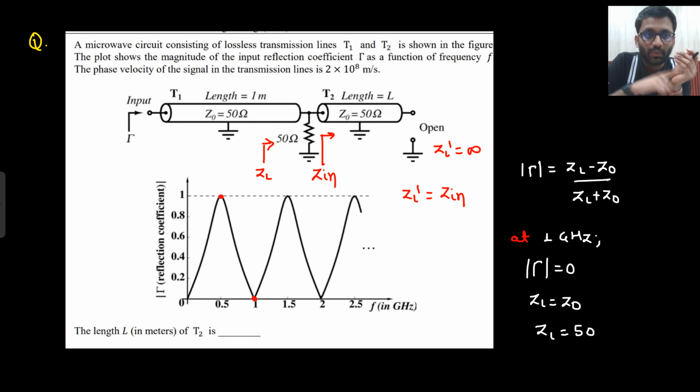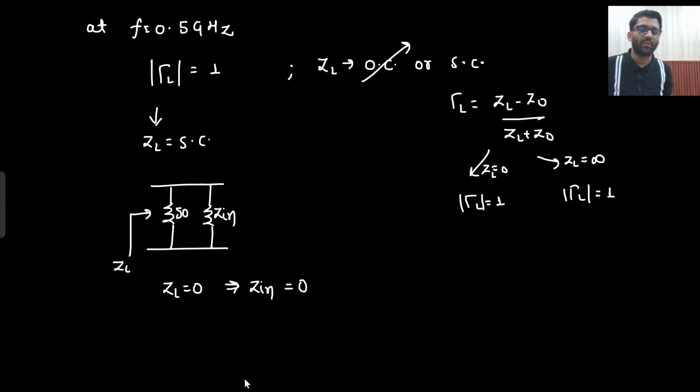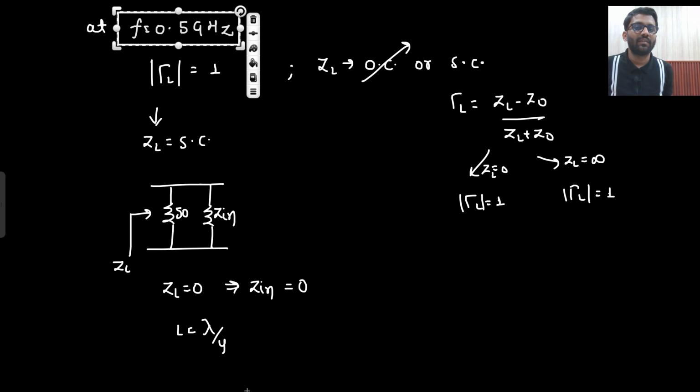If your length is equal to lambda by 4, then open will be converted to short and short will be converted to open. Since this is open and I need to convert it to short, the length has to be equal to lambda by 4. So here your answer is coming that length has to be equal to lambda by 4. But this lambda by 4 is with respect to 0.5 gigahertz.